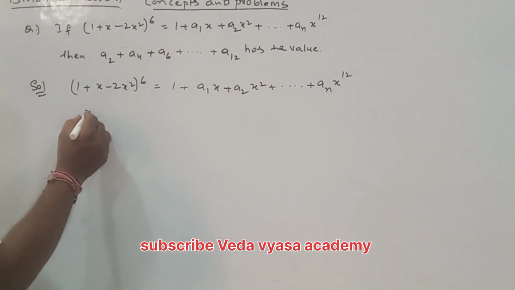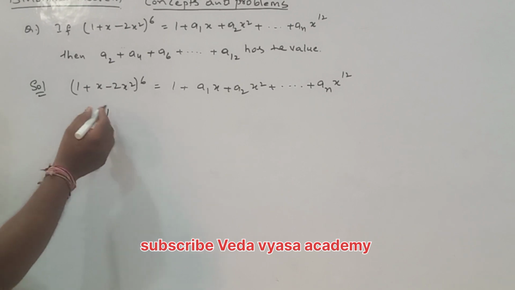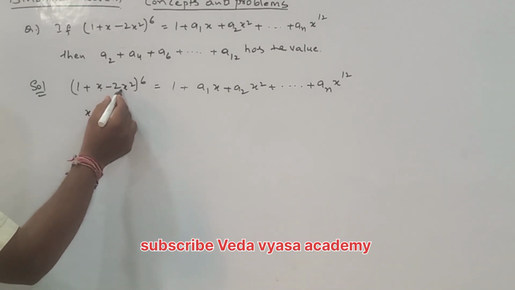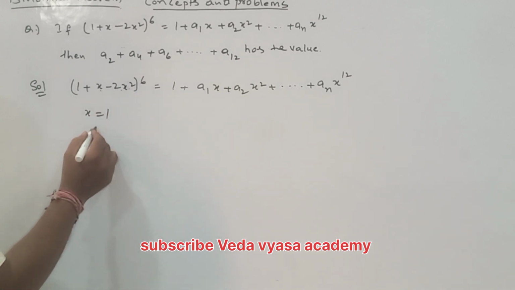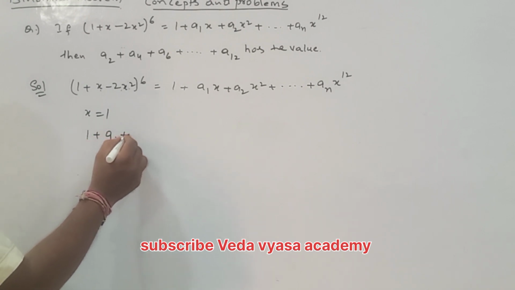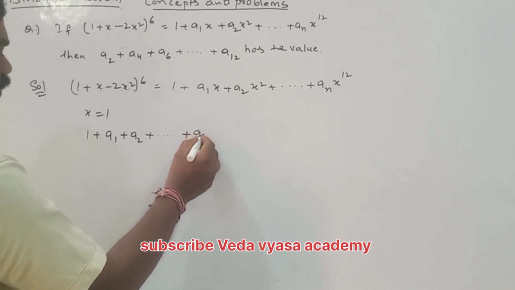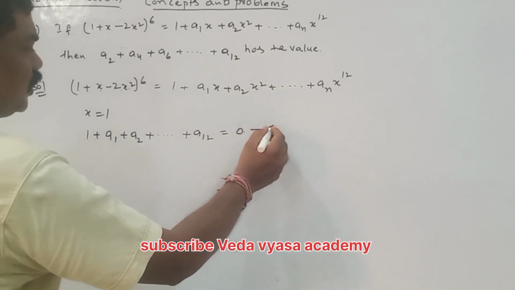So if x is equal to 1, then 1 + 1 - 2 × 1 square is 0. So 1 + a1 + a2 + so on + a12 is equal to 0. Equation 1.